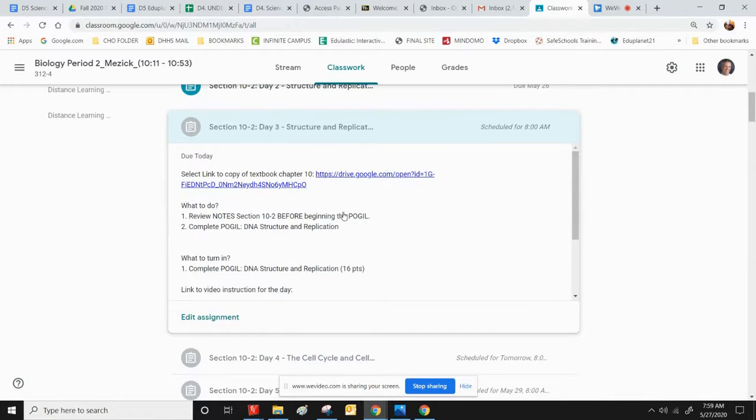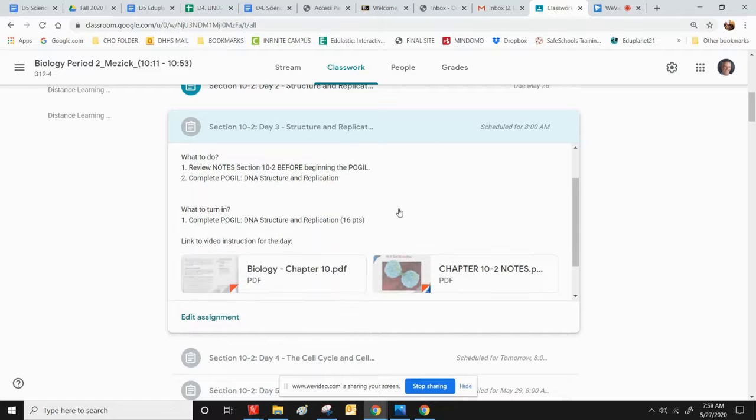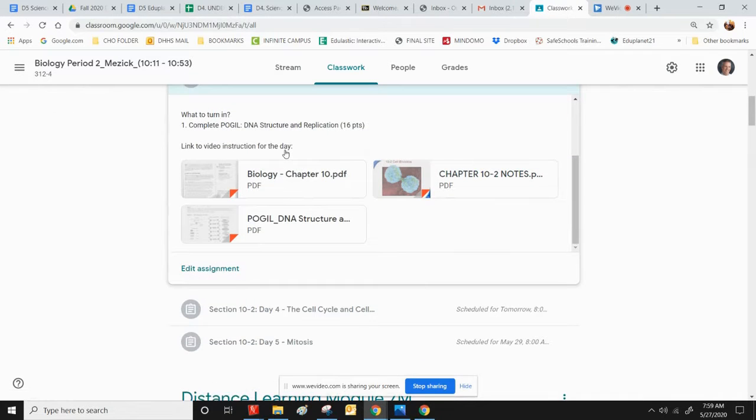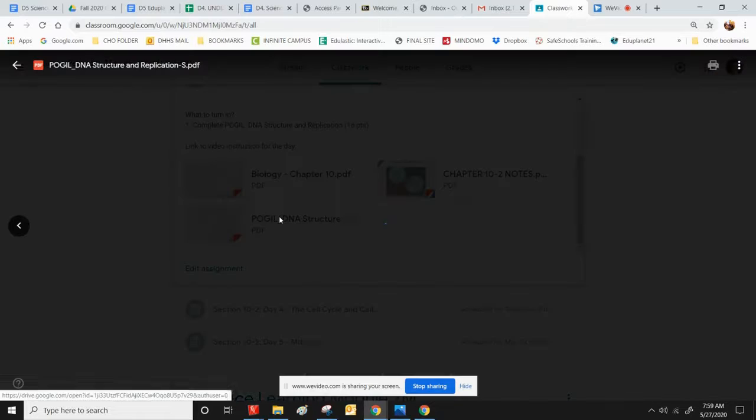Review notes before beginning the POGL. So this is going to be a POGL activity. It's going to go over the structure of DNA, and then it will go into the end there, sort of the cell cycle. So let's take a look at this structure.